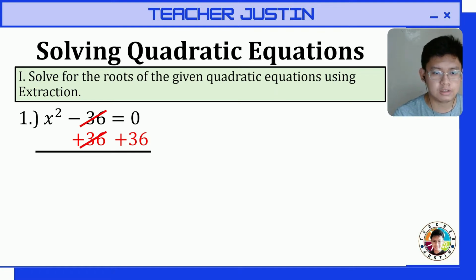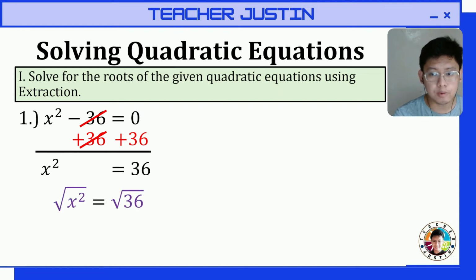So cancel out na natin yung 36. Tapos ang matitira na lang sa left side is x squared. Yung 0 plus 36, that will be equal to 36. Then, let's remove the exponent 2. So, para matanggal natin yung exponent na yan, we have to get the square root of both sides.